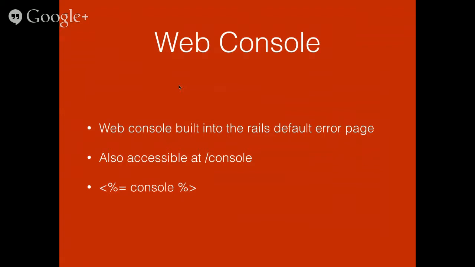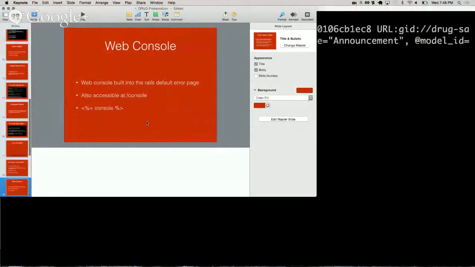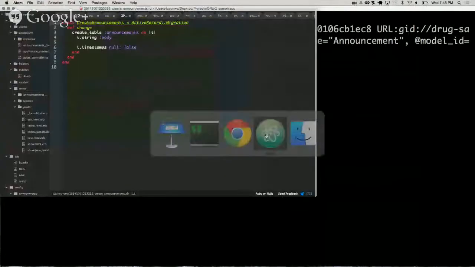I'm sure a lot of you are familiar with Better Errors. If anyone's not, it's a gem that really cleans up your error page, and it gives you a console that you can actually use right in the browser. And so Rails decided, hey, that's a great idea, let's just copy it and take it in. So it's built into the default error page now, and you can also just pop it into your code somewhere.